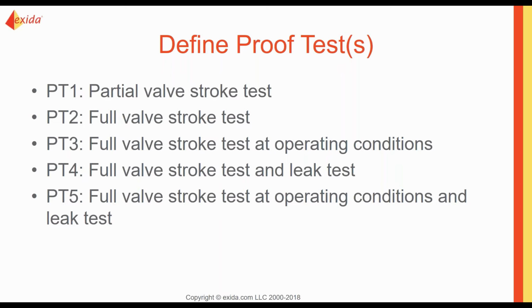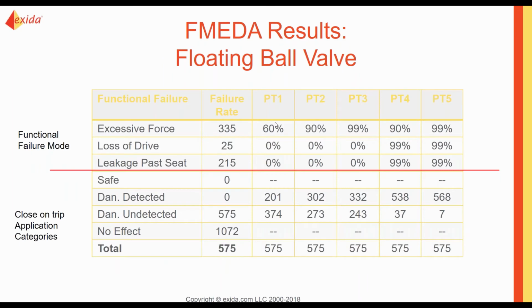So depending on the proof test, we get different coverage. So here we have the 5 proof tests. And here we have functional failure modes. Again, these are, how does the component failure within a valve express itself? How would we detect it from an application perspective? And then depending on the proof test, we're going to have different coverages. So we want to make sure we use the proof test that's going to be used in the field, and that we use the right coverage.